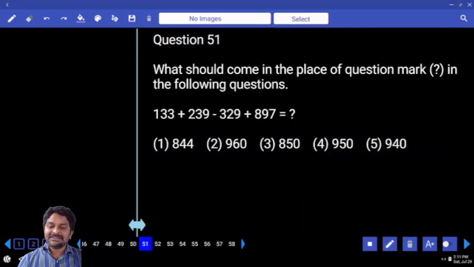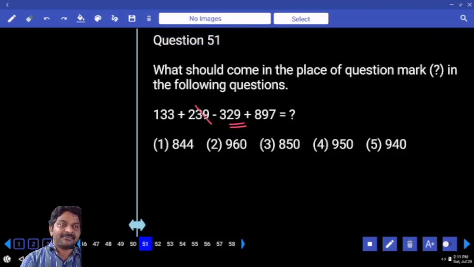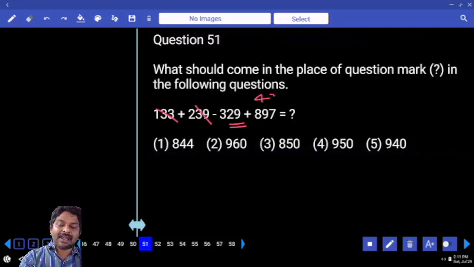Can we verify the last digit? Last two digits? Let's see. Negative number 29 subtracted from 39. How much is left? 10 plus 33. 43 added to 97. Come on. The answer must end with 40.